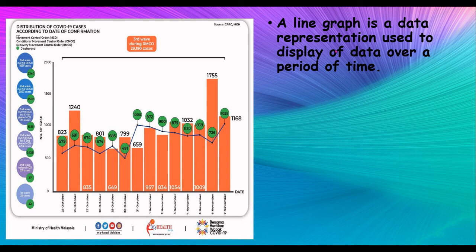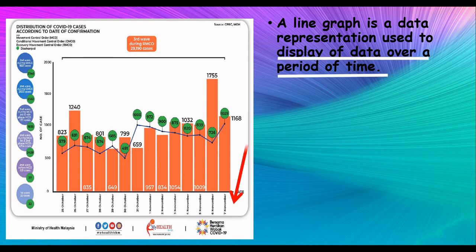So now we interpret the line graph here. A line graph is a data representation used to display data over a period of time. Just like teacher already mentioned to you, the vertical axis is according to the numbers. Usually it is the temperature, the amount of rainfall, the number of people involved, like this is the number of people involved in COVID-19. But the horizontal axis here usually involves the period of time.